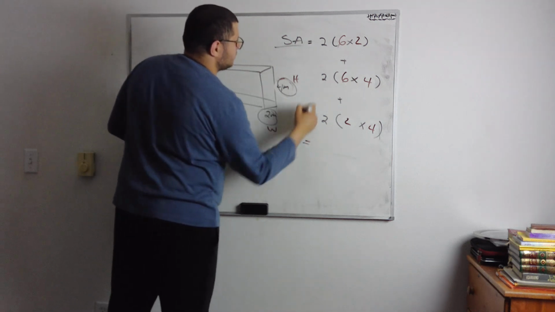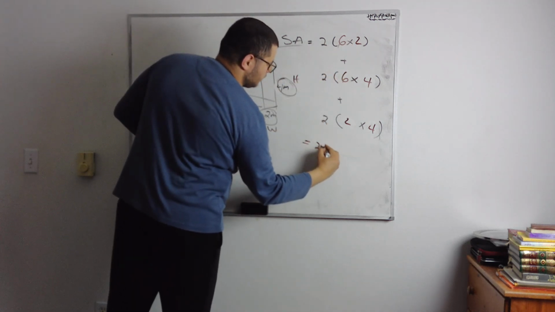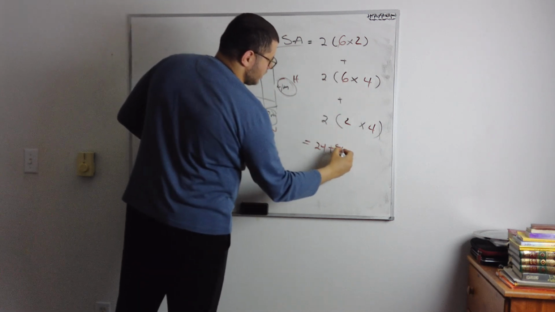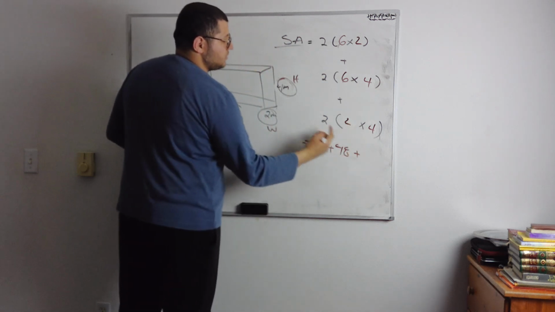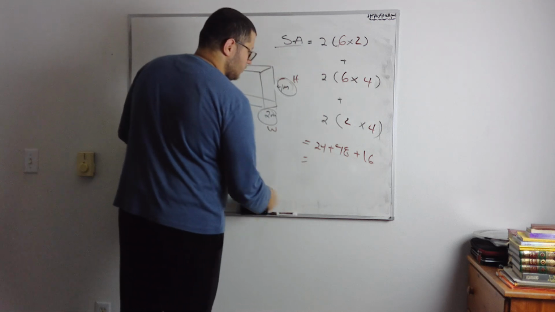Awesome. This equals to 6 times 2 is 12. 12 times 2 is 24. Plus 6 times 4 is 24. 24 times 2 is 48. Plus 2 times 4 is what? Is 8. 8 times 2 is 16. Awesome.